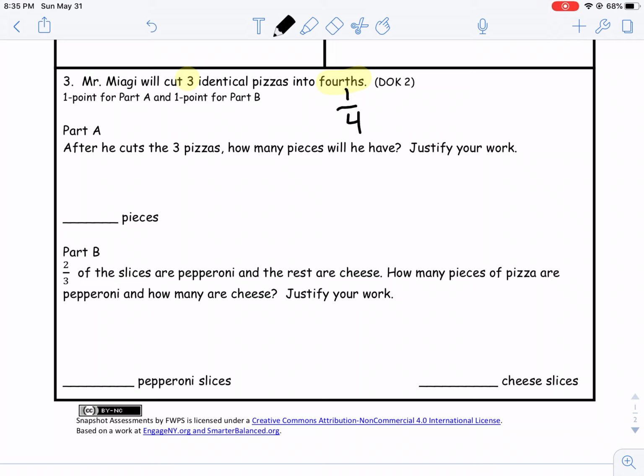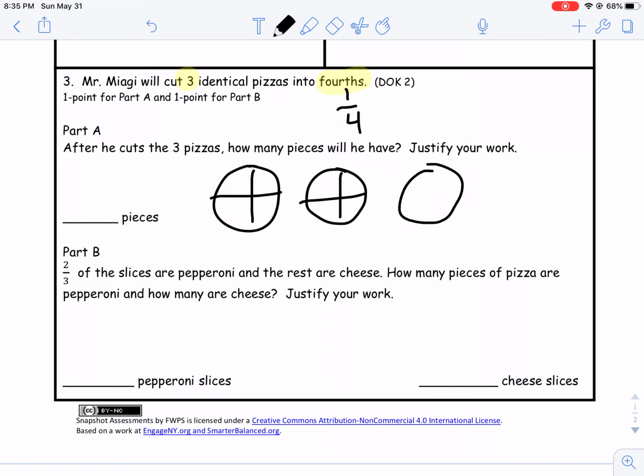I can do this in lots of different ways, guys. I can draw pictures. There's my 3 pizzas. Cuts them into fourths. I have 4, 8, 12 pieces.